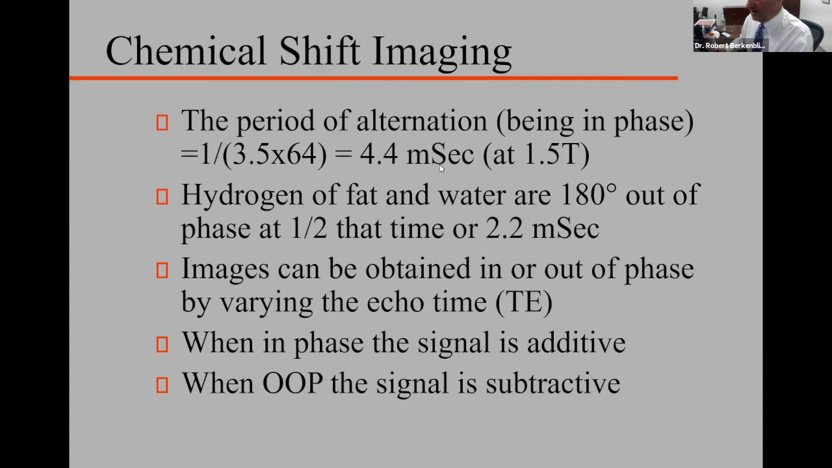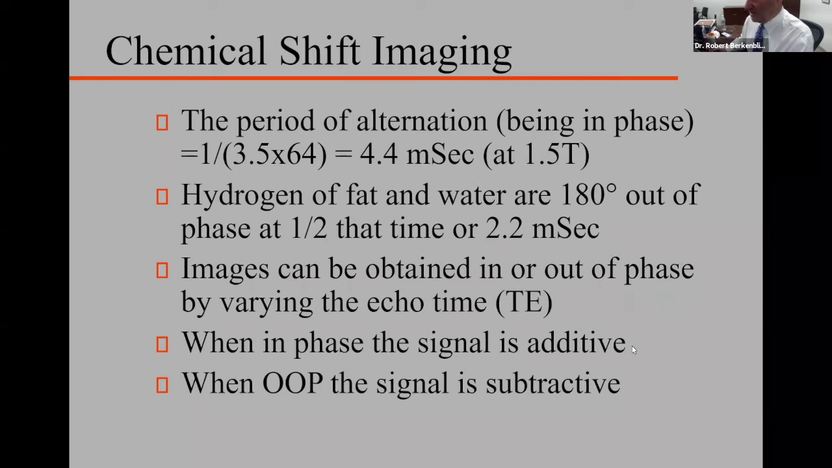When we plug that into the equation, we see the period of alternation, fat and water being in phase, is that magic number of 4.4 milliseconds when we look at 1.5 T. Hydrogen in fat and water are 180 degrees out of phase at half that time, or 2.2 milliseconds. So that's where those magic numbers at 1.5 T come into play, 2.2 being out of phase, 4.4 being in phase. Images can be obtained in or out of phase by varying the echo time.